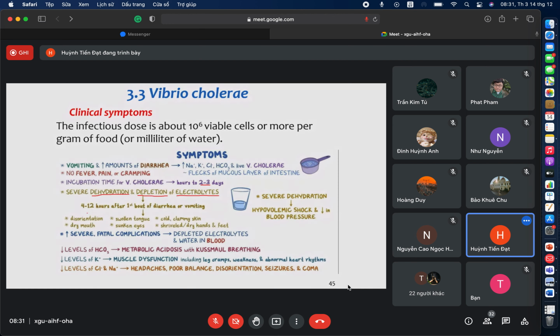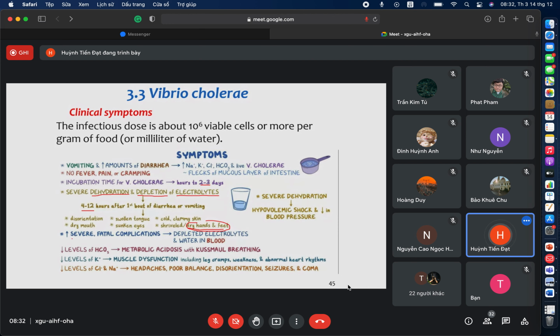It lasts for up to 12 hours, from when the first diarrhea occurs and then keeps going for 12 hours. That means long, long enough. So they can lead to disorientation, swollen tongue, cold and clammy skin, dry mouth, sunken eyes, and sometimes dry hands and feet, mostly dry hands and feet.